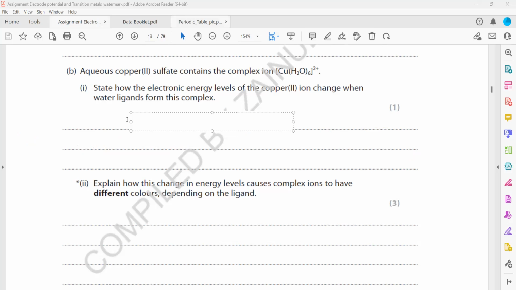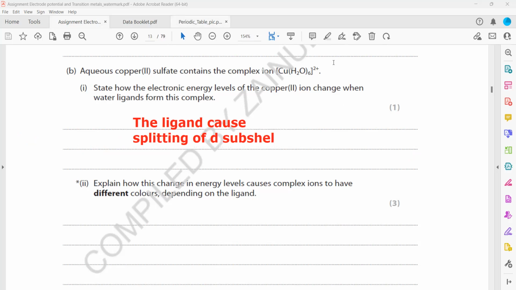So the ligands caused the splitting of the d subshell. Not orbital, subshell, because an orbital holds 2 electrons. Even dxy is one orbital, but the d subshell has 5 d orbitals, which split.